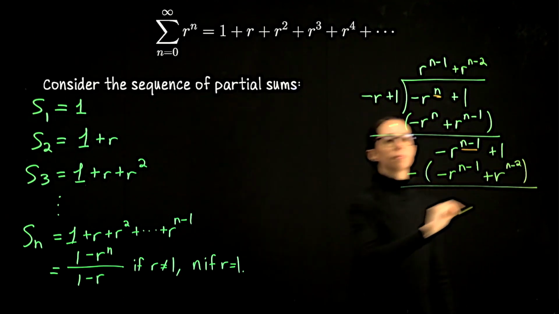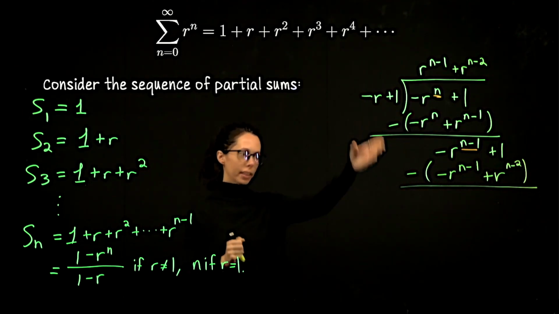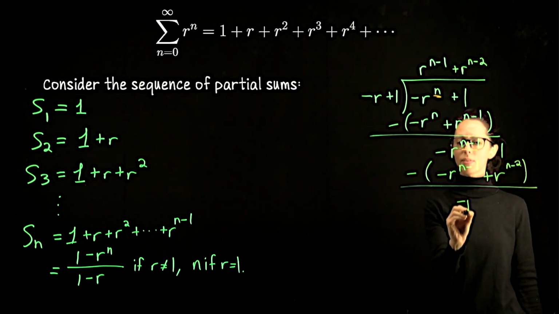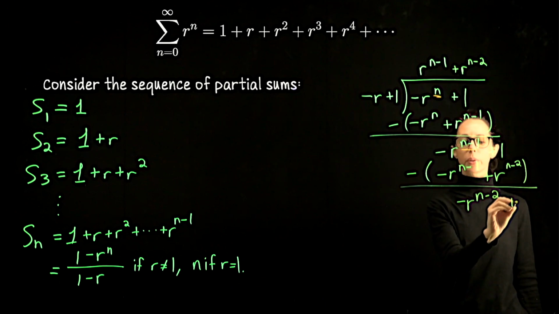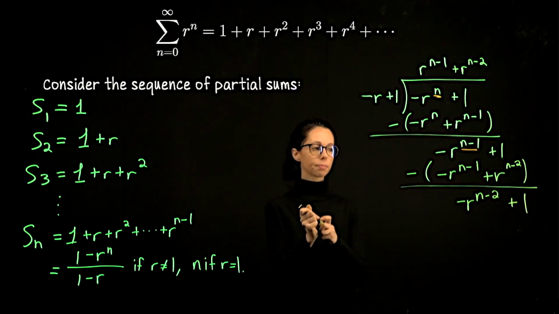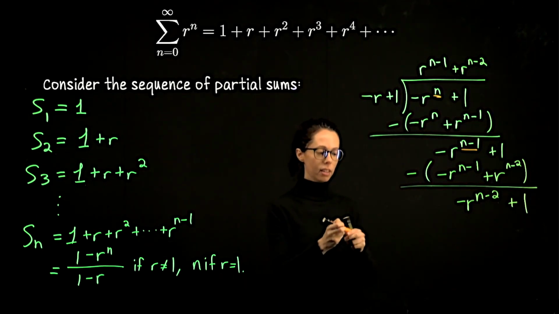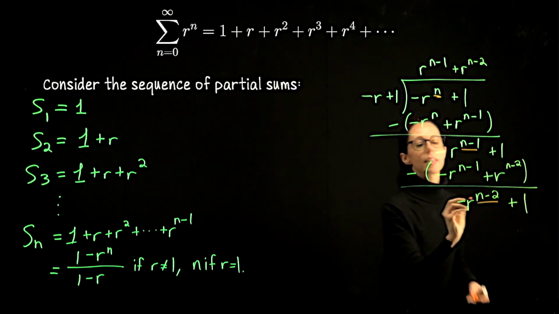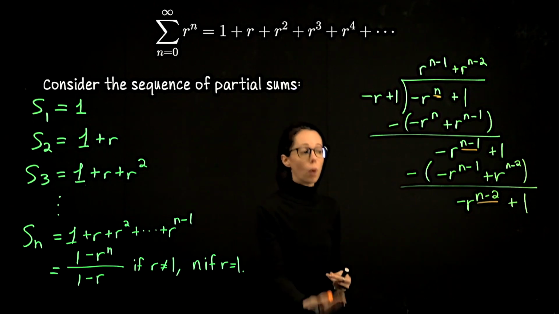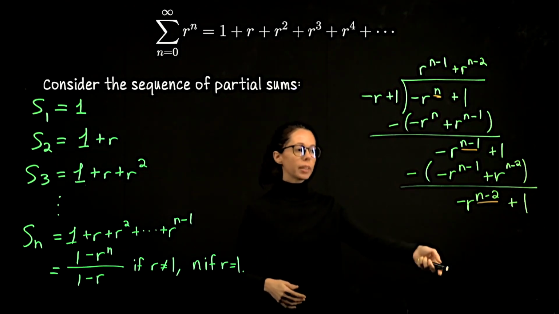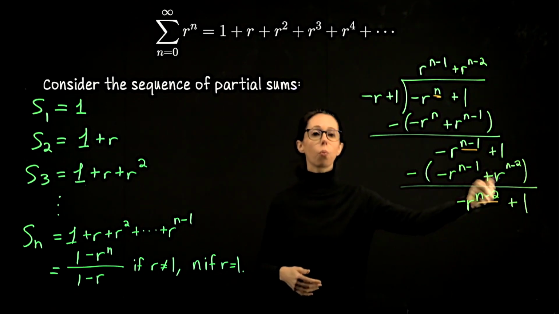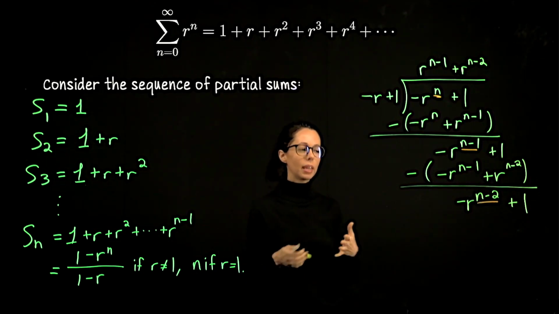Subtract. Again, the leading terms cancel, and we're left with, no surprises here, negative r to the n minus 2, and I'm going to keep bringing that 1 down. Once again, the effect of one more round of this has lowered this exponent by 1 again. So if we kept doing this, eventually we would lower this exponent all the way down to negative r to the 1 plus 1. And at that point, we would be nearly done.